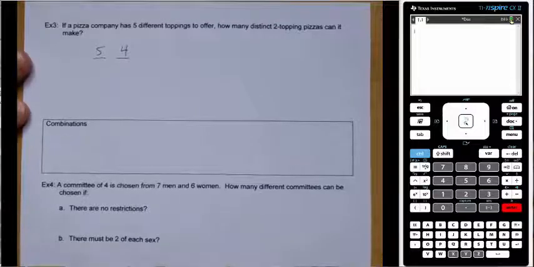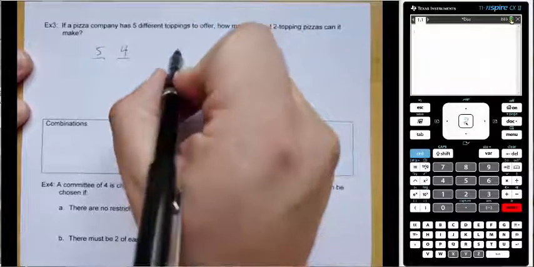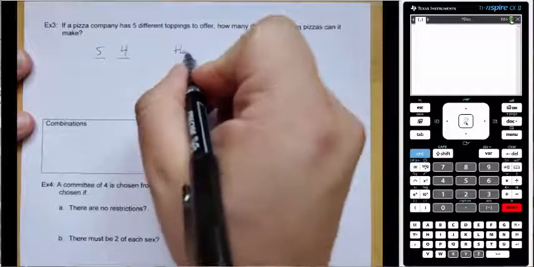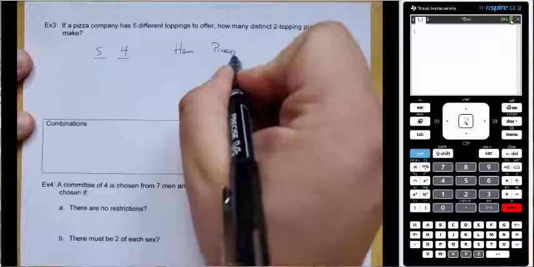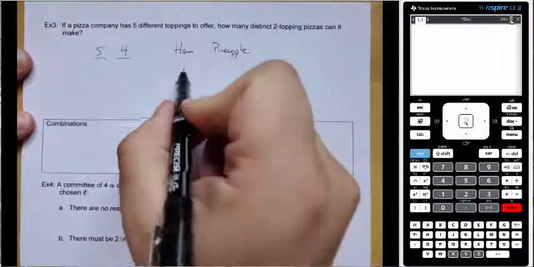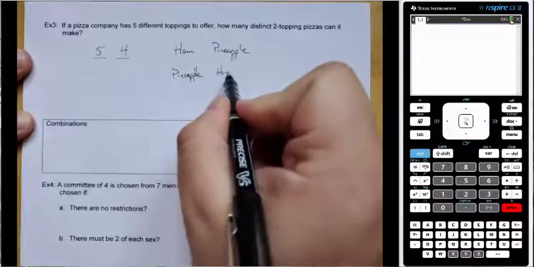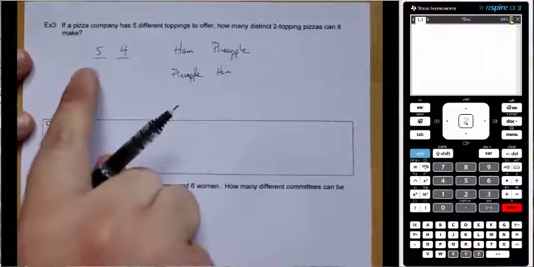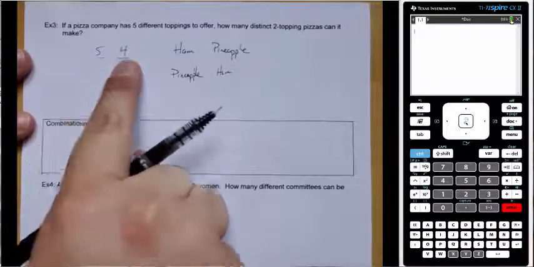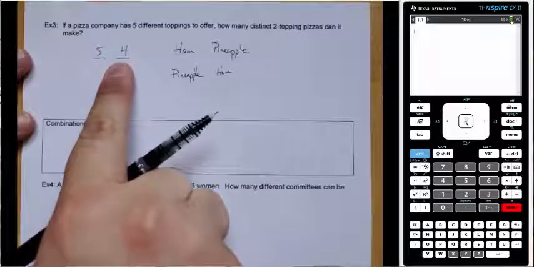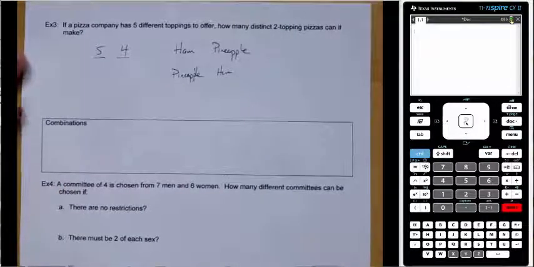So, to be a little more concrete, if the 2 toppings are, we'll make this controversial, ham and pineapple, this is the same pizza as pineapple and ham. So even though one is ham first and then pineapple, or pineapple then ham, if we counted it like this, that would mean that each of those 2 pizzas are different. But really, they're not. Again, unless you're really pizza sensitive, you're not going to be able to tell the difference between those 2.